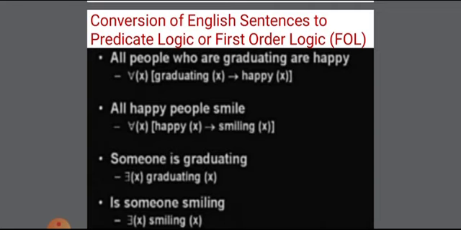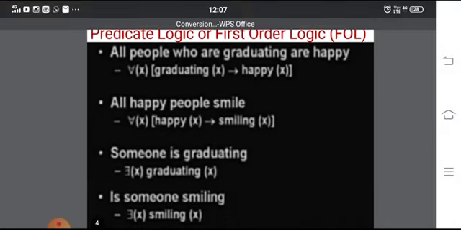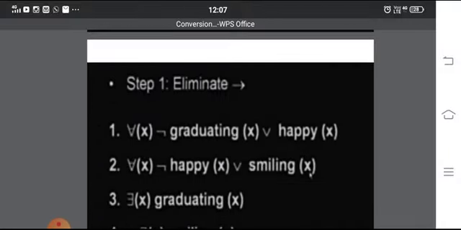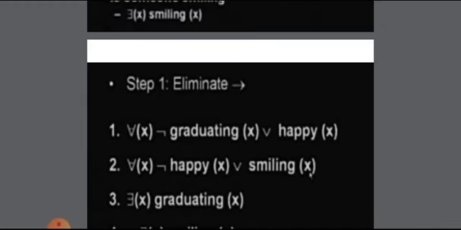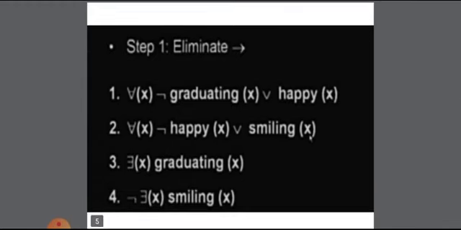After converting these sentences to predicate logic, now we can start to convert them to the CNF, that is conjunctive normal form, or clausal normal form. So the first step in this conversion, FOL to CNF, is to eliminate all the implications. Implication means the symbol of the arrow.